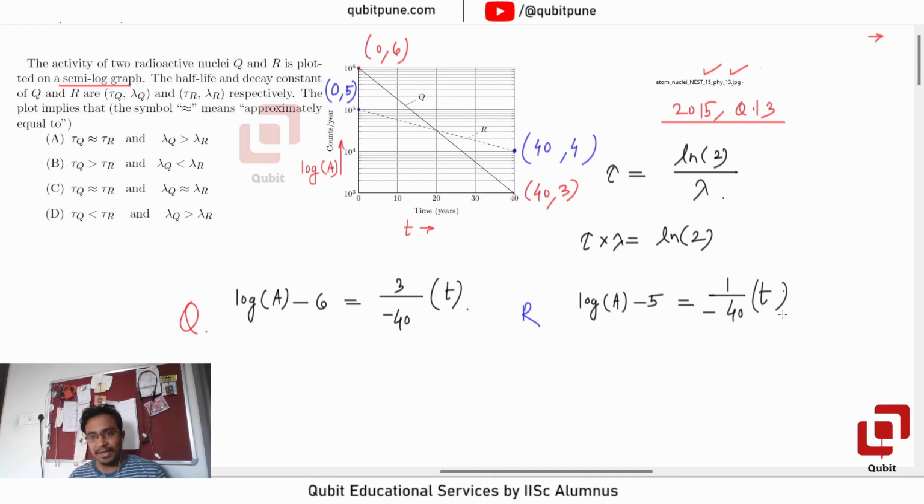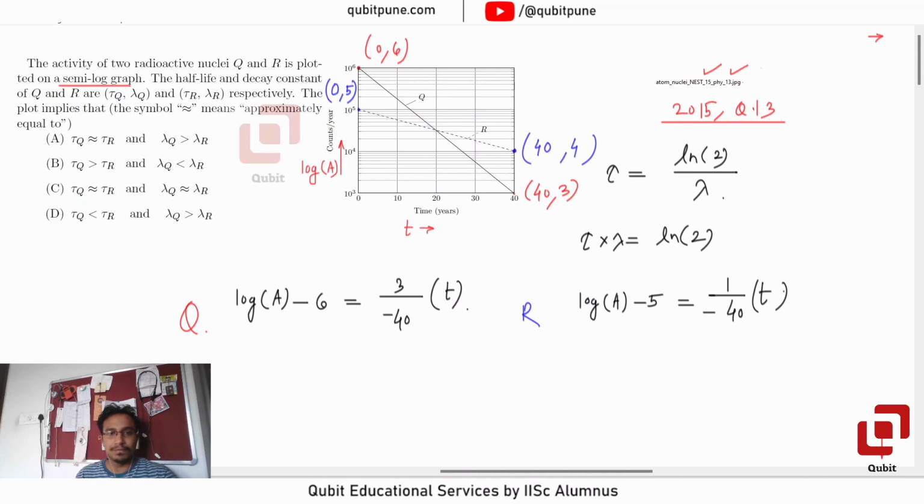Raise your hands if you have understood how we found out the equations. Please don't take a minus 6, it's not that. Although the equation is of a straight line, we know it is not a straight line if we don't consider it on a semi-log graph.